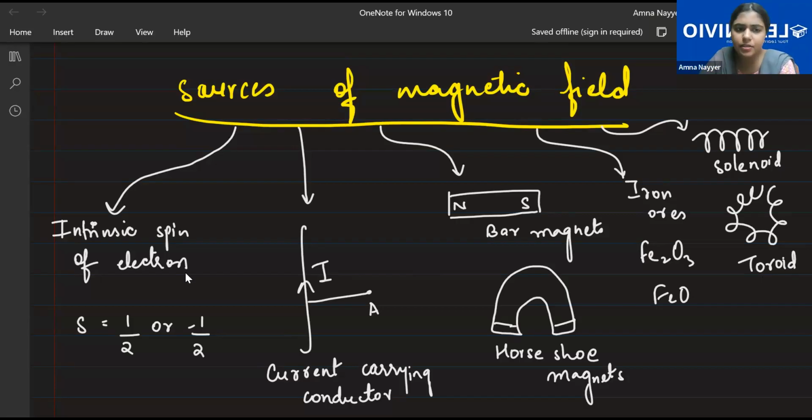And see, this was there in your chemistry. This we'll study about bar magnets and all. You will study it in the next chapter, chapter 5. The iron ores are again a part of your chemistry. Solenoid and toroid, we will be doing in this chapter. Okay, so write down this class. I'll start with Biot-Savart's law, meaning this portion, current carrying conductor. Okay, please write it all.